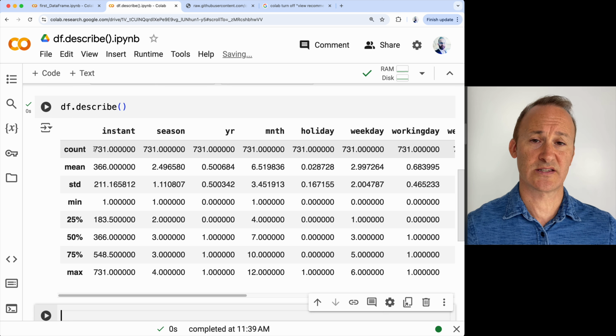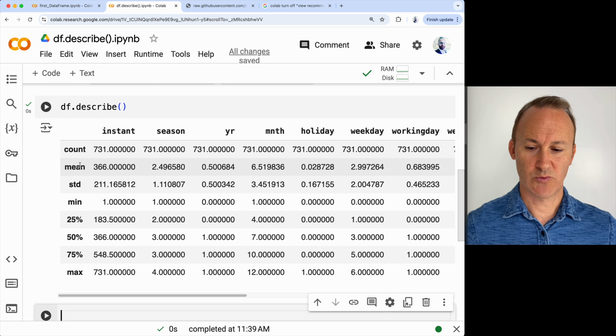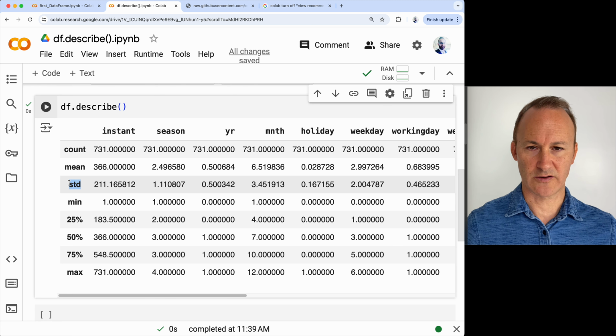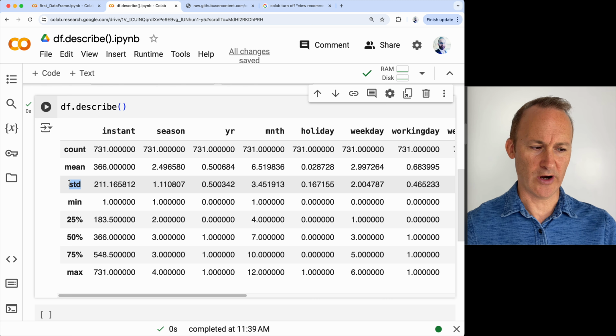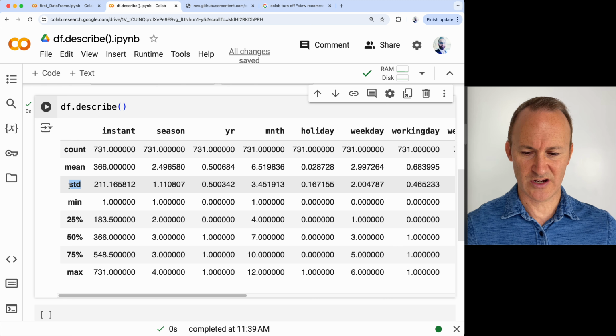So this data set has 731 rows in it. We've got the mean, which is basically the average. You add up all the entries in the column and divide by the total number. The standard deviation is connected with the mean. You can think of standard deviation like this: you expect on average that most of your values will be within one standard deviation, and it is very rare for values to be outside of 3 standard deviations.